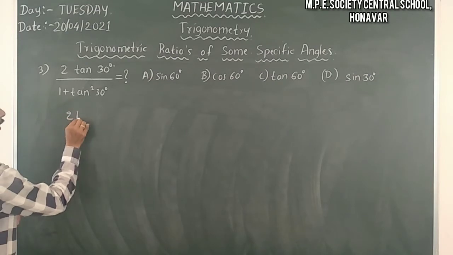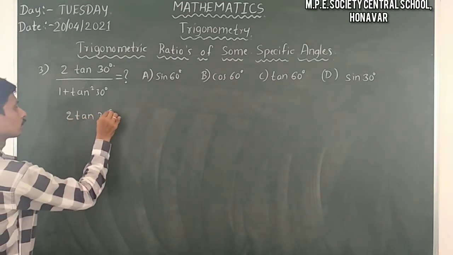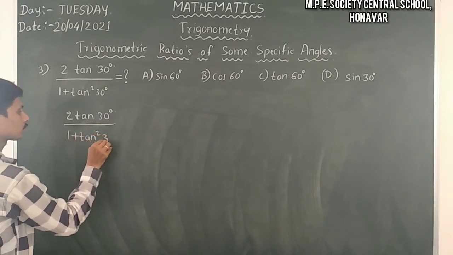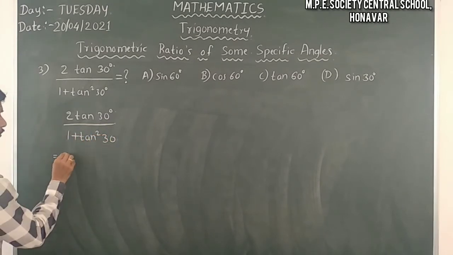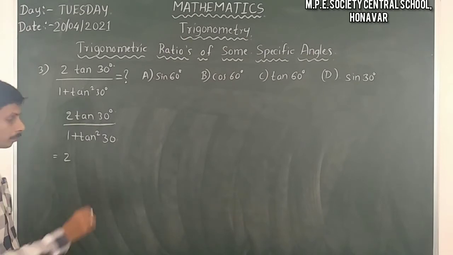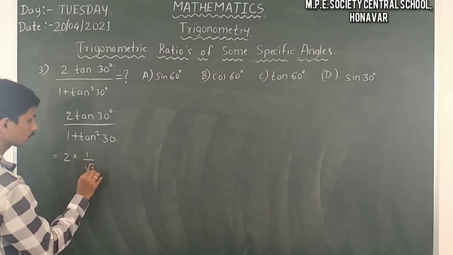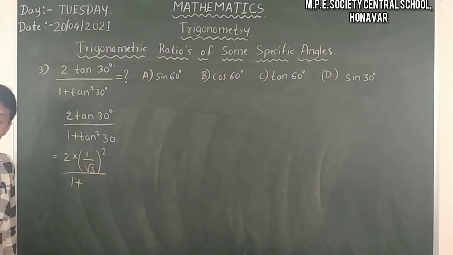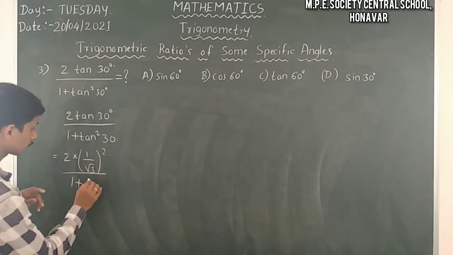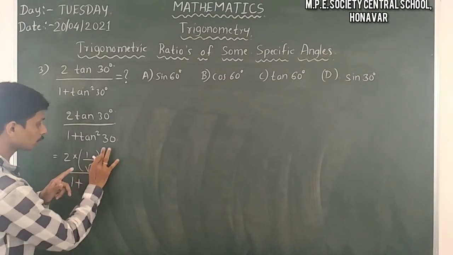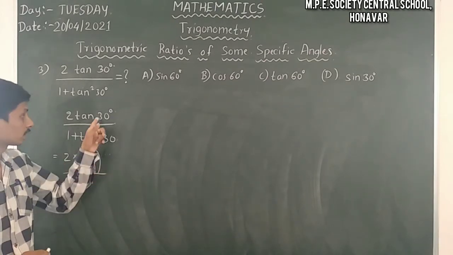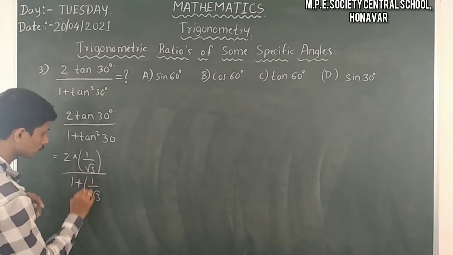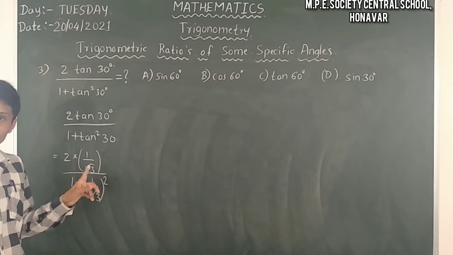It is 2 tan 30 degree divided by 1 plus tan square 30 degree. So what is the value of tan 30 degree? It is 1 by root 3. So 2 times 1 by root 3, divided by 1 plus tan square 30 degree, which is 1 by root 3 whole square. Here it is not tan 30 degree, so that's not a square, it is not a square. Don't confuse it. Here it is 1 by root 3 whole square. Be careful about such a thing.